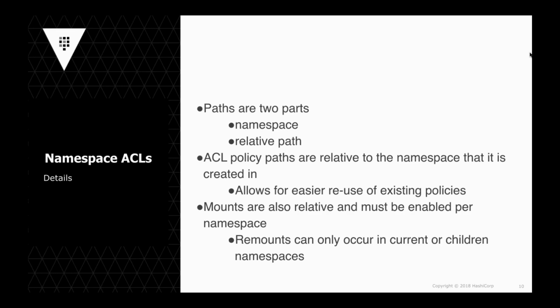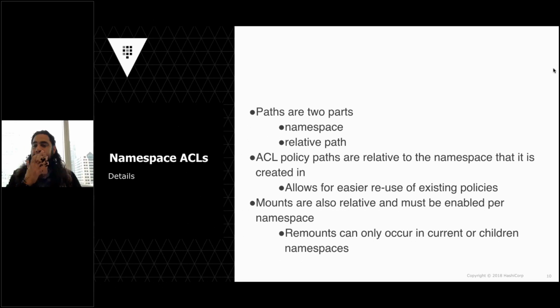ACL policy paths are relative to the namespace that's being created, and this is extremely powerful for the reason that it allows you to reuse all of your existing policies. Okay, so if you have an existing set of policies that you want to share with other namespaces, say like administration policies or particular access to secret spaces within a particular domain, you can reuse those things very, very easily by just going into the namespace and applying an ACL for that. And we'll demonstrate that here when we get to the actual demonstration piece of it.